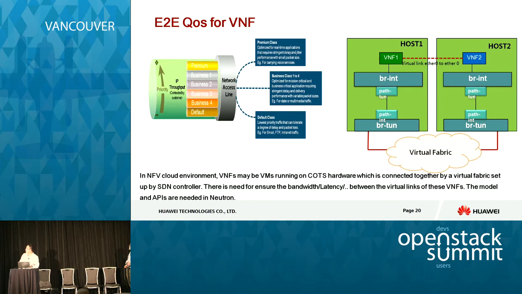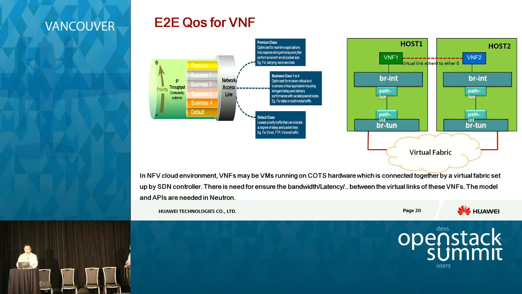I have a VNF here on host 1, and I have another VNF on host 2. But I want a connection between these two VMs which would ensure, just to emulate the physical link, maybe 10 gigabit or 100 gigabit. How to ensure this? The actual traffic may come through the vSwitch and to the virtual fabric, typically controlled by VXLAN or VLAN. How to ensure the E2E queues? This is a great problem.